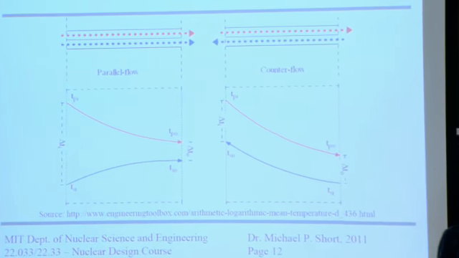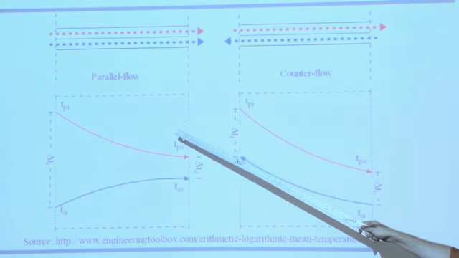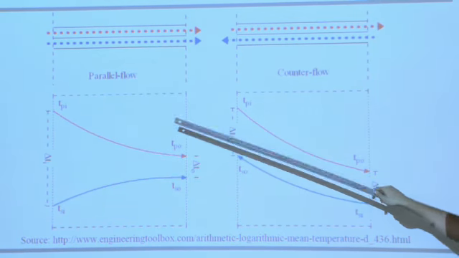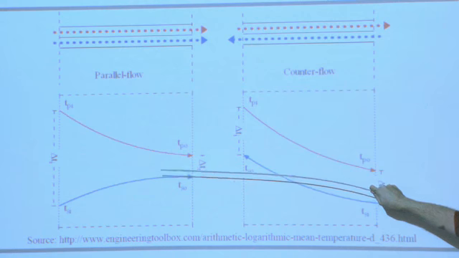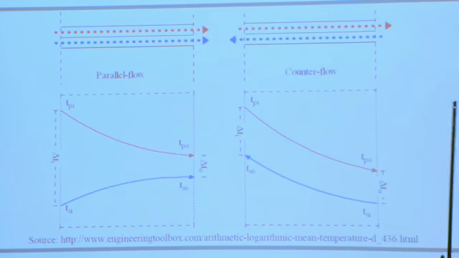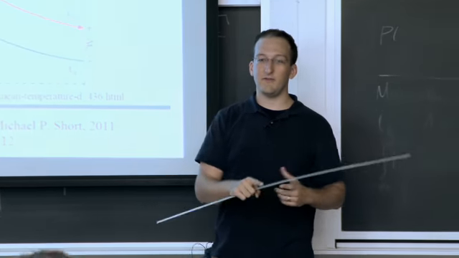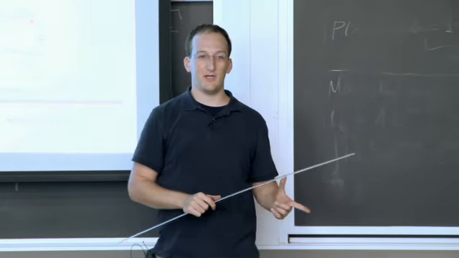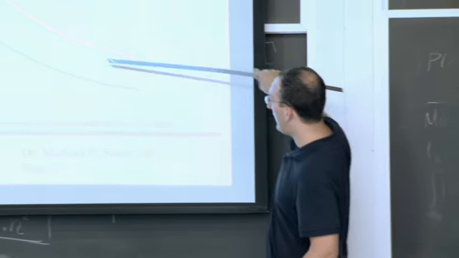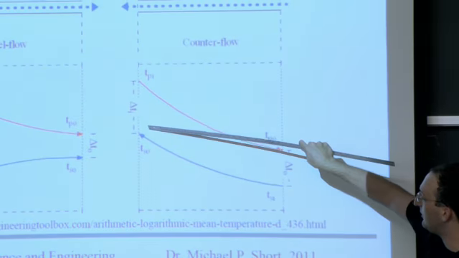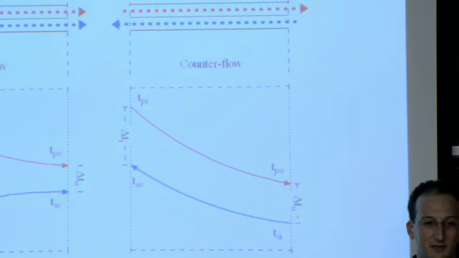Just to show you some temperature versus length diagrams for parallel flow versus counterflow. In this one, the fluids are flowing in the same direction. And one fluid can never get hotter than the other one can get cold. The best thing they can do is meet somewhere in the middle. It might not be exactly in the middle if the fluids have different capacity rates, that m dot times Cp, but it's going to be close. Whereas in counterflow, the hot fluid can really warm up the cold fluid beyond the temperature of where the hot fluid ends up at the end.